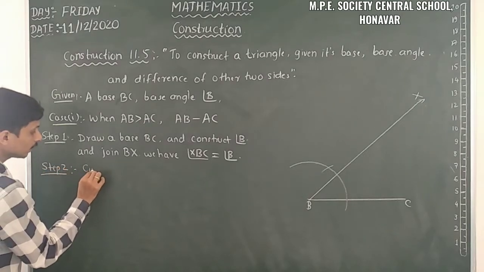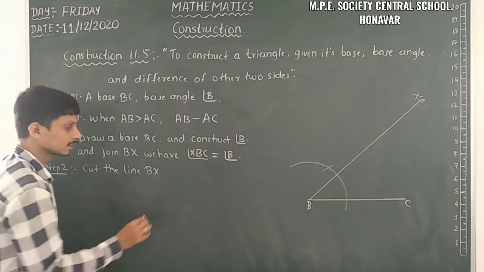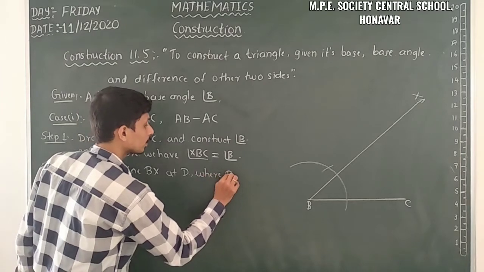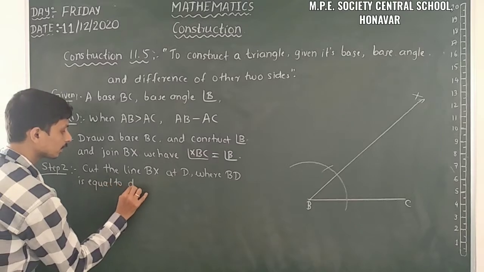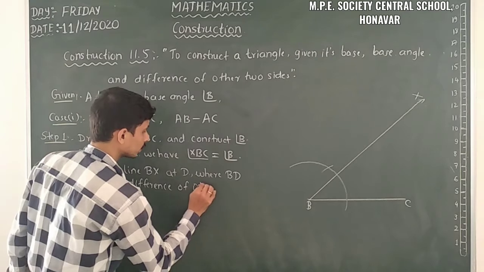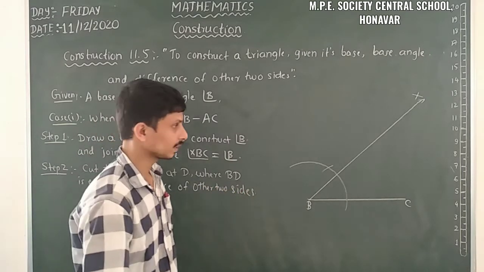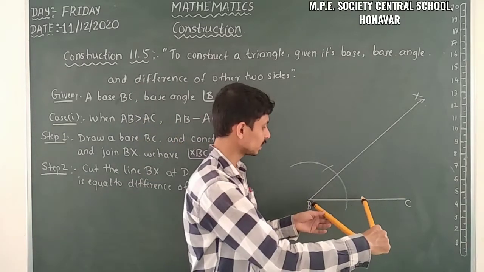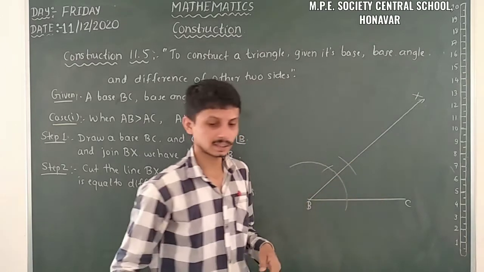Step 2: cut the line BX at D, where BD is equal to the difference of the other two sides. Here I will take any length. I think AB minus AC is less than BC, so I will take the length of AB minus AC like this. Yes, it is easy.